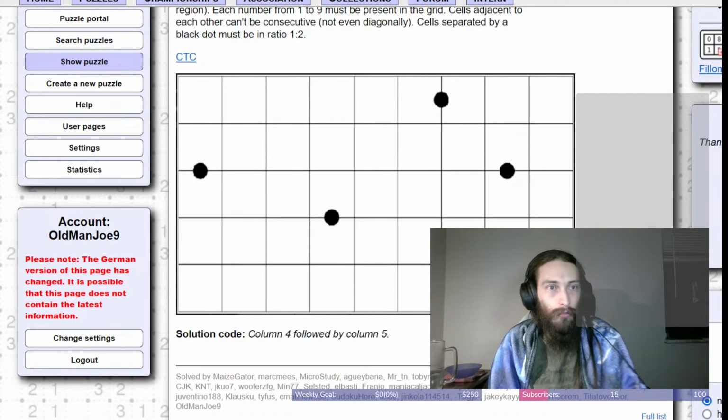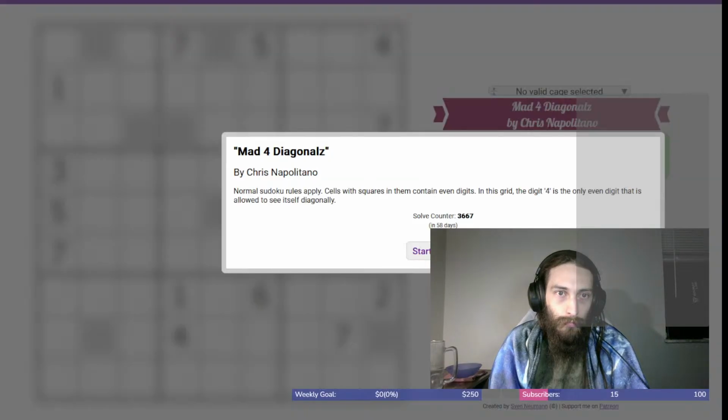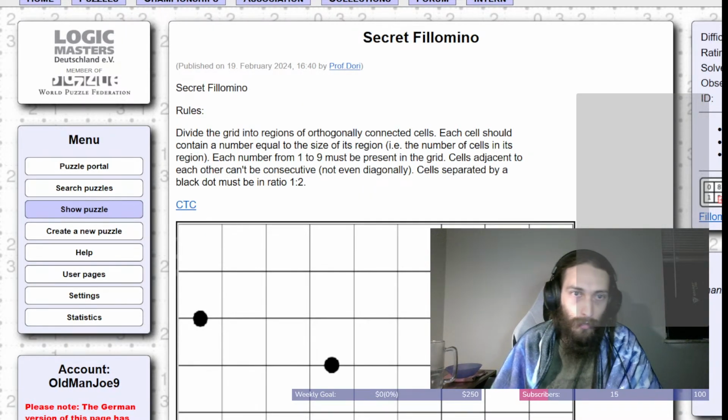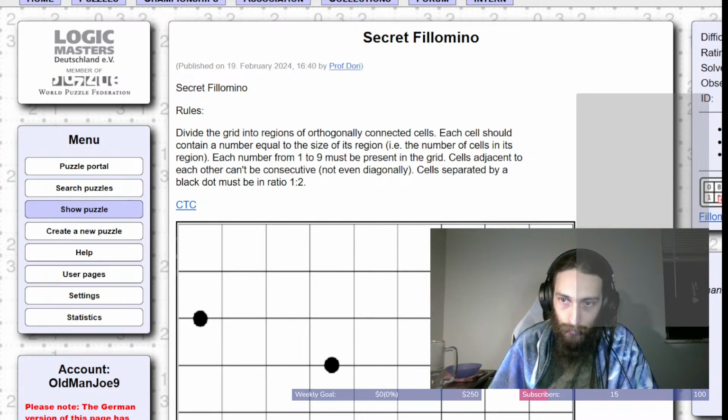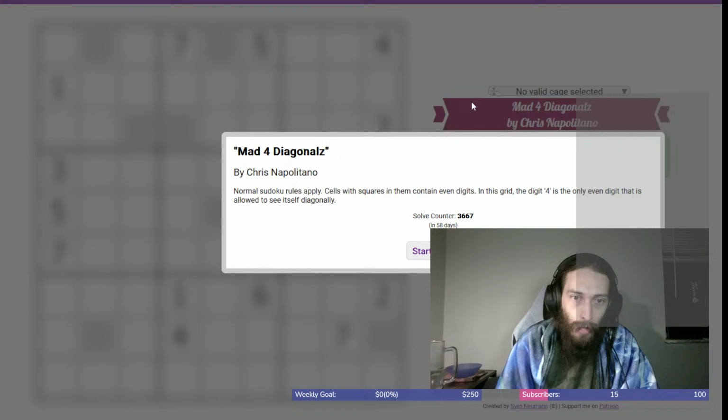Oh, I guess I want to keep that link open. But yeah, alright. Anything you wanted to say on Secret Philomeno before we move on to the next puzzle? No, I'm good. Alright, this one is Mad for Diagonals by Chris Napolitano.